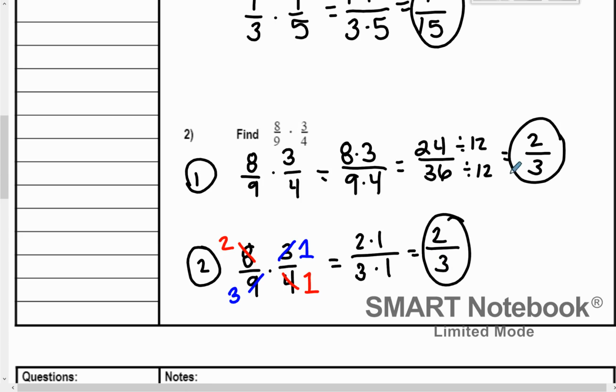Notice how we both get the same answer. It's just when we're simplifying. Either we're simplifying first or we're simplifying later. Now, I'm never going to tell you what method to use. You just have to choose what's easiest for you. If this made no sense to you, that is okay. You can solve it this way.